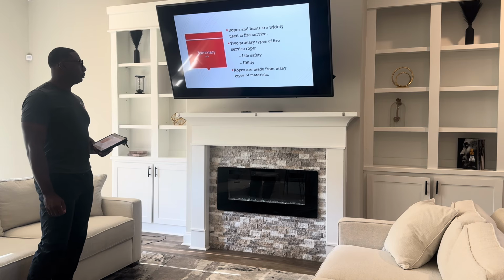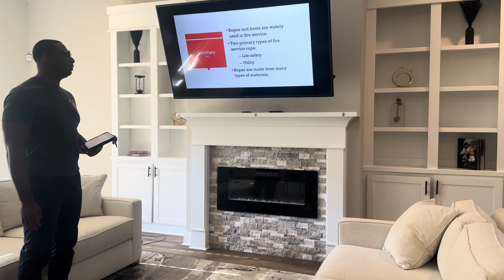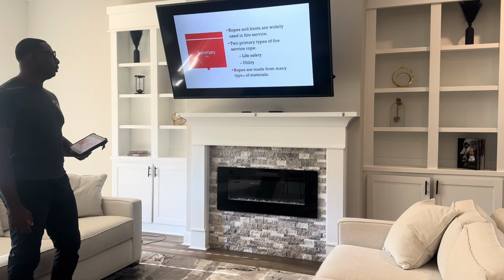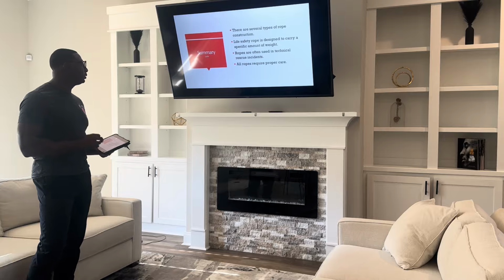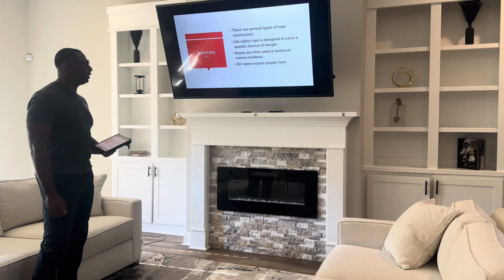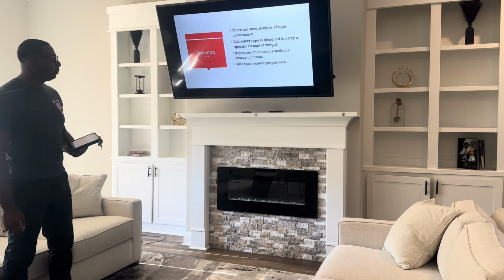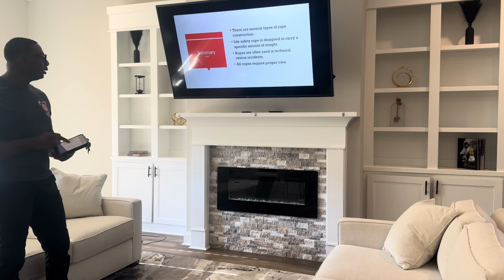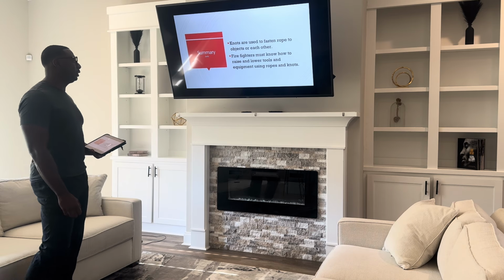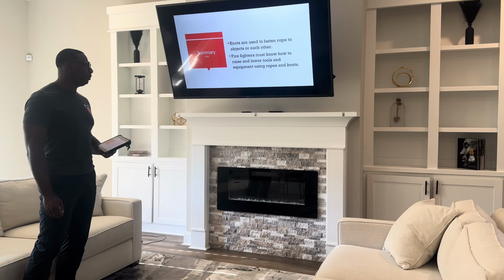In summary, ropes and knots are widely used in the fire service. Two primary types of fire service ropes: you have the life safety and utility, which we already talked about. Ropes are made from many types of materials. There are several types of rope construction. Life safety rope is designed to carry a specific amount of weight. Ropes are often used in technical rescue incidents. All ropes require proper care. Knots are used to fasten rope to objects or each other. Firefighters must know how to raise and lower tools and equipment using rope and knots.